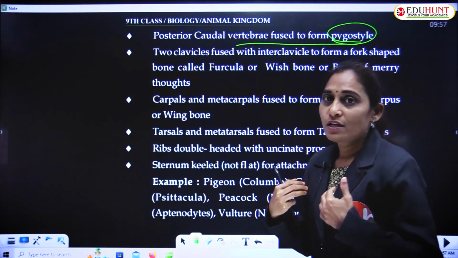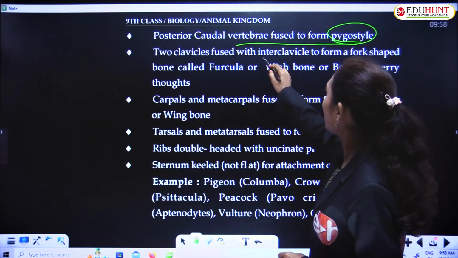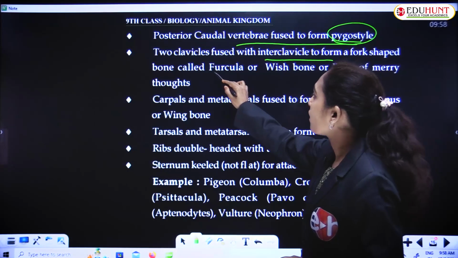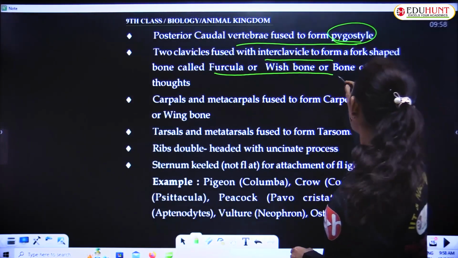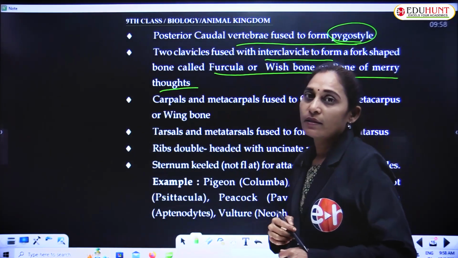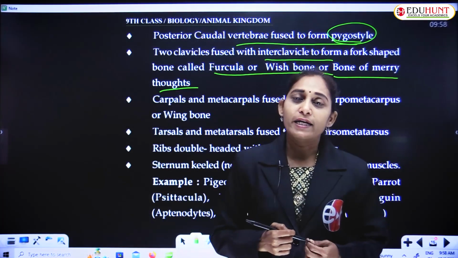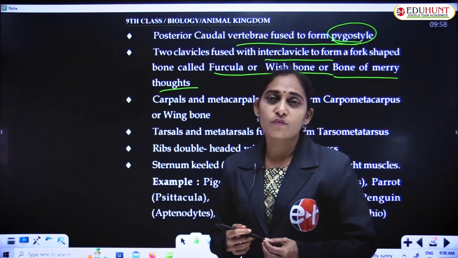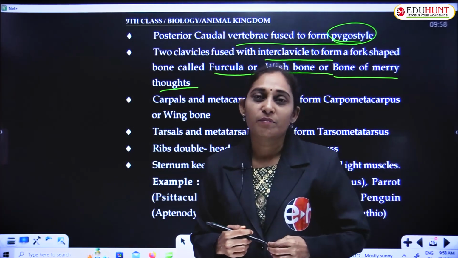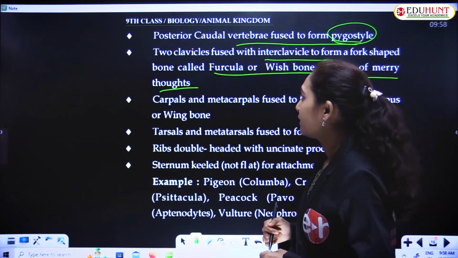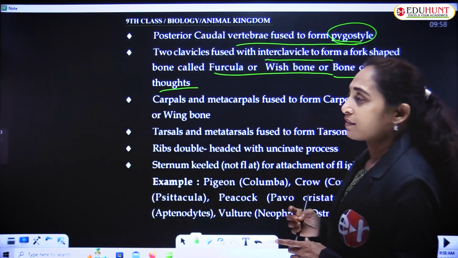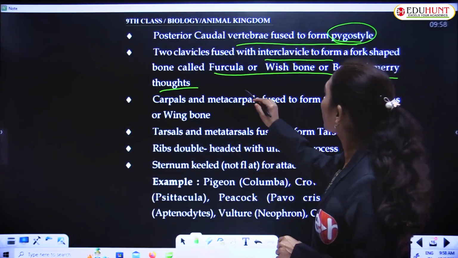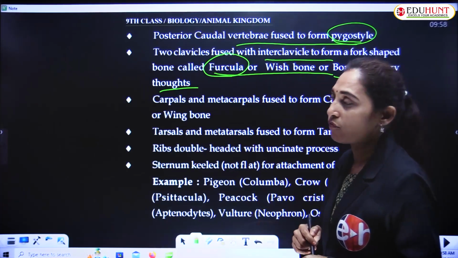And the two clavicles fuse with the interclavicle to form a fork-shaped structure, and this bone is called furcula or wishbone or merrythought bone. Usually people who eat non-veg, that is chicken, feel that if they get the wishbone, they'll wish and dreams will be fulfilled. They think like that. This is the furcula bone, the presence of furcula bone.